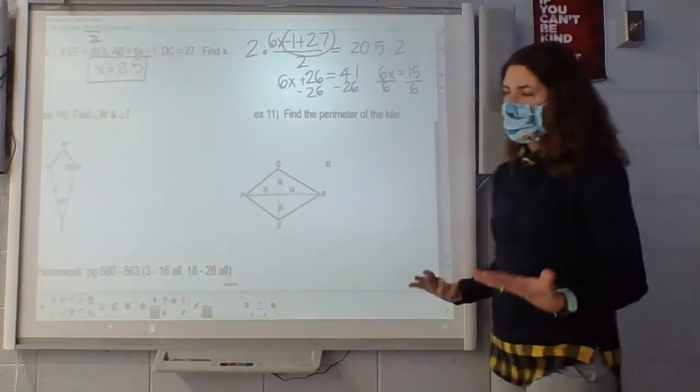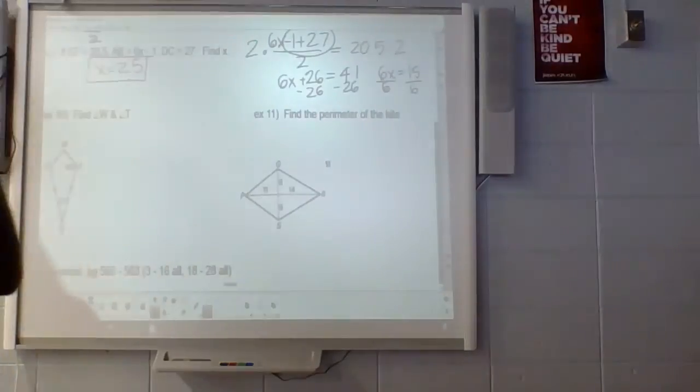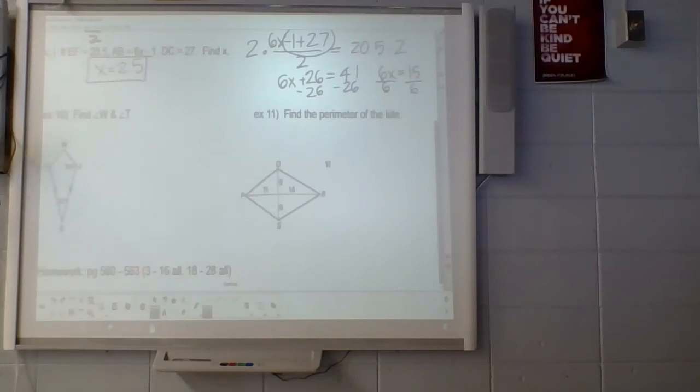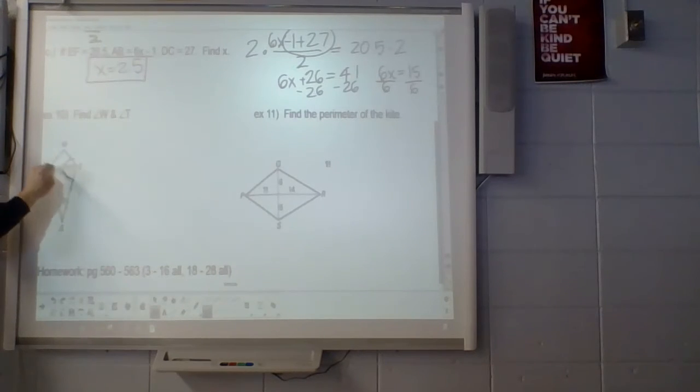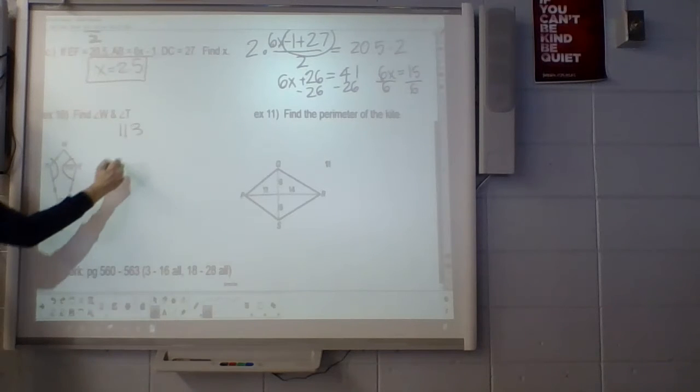And the last couple questions are about kites. They ask for the values of W and T in this first one. Now remember that in a kite, one set of opposite angles are equal. So hopefully you notice that E and T would have to be equal. So T would also have to be 113.